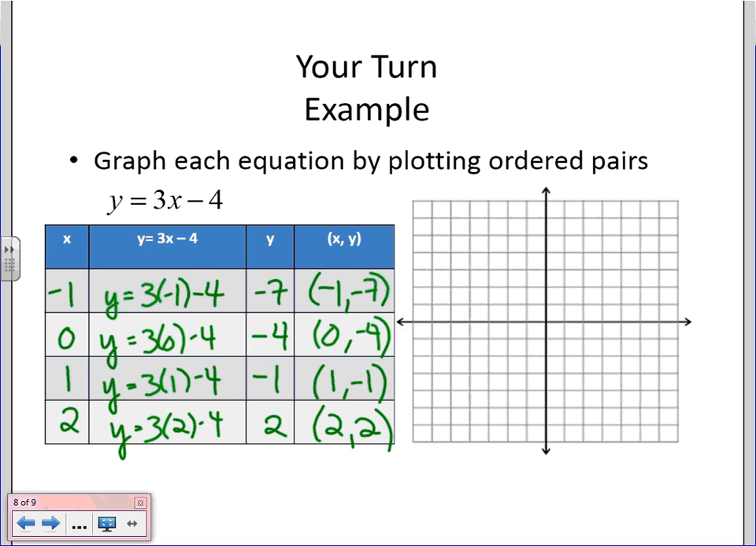All right, kids, so let's come over here. We got negative 1, negative 7. 0, negative 4. 1, negative 1. And 2, 2. And we draw a line through that. You want to use a ruler when you're drawing this. It's kind of hard to do on a smartboard, but you do want to use a ruler to make sure that your values are precise.